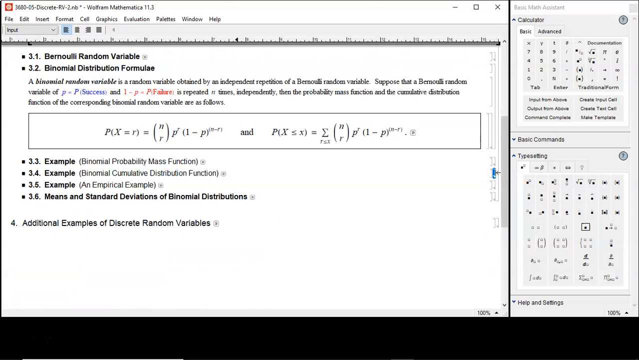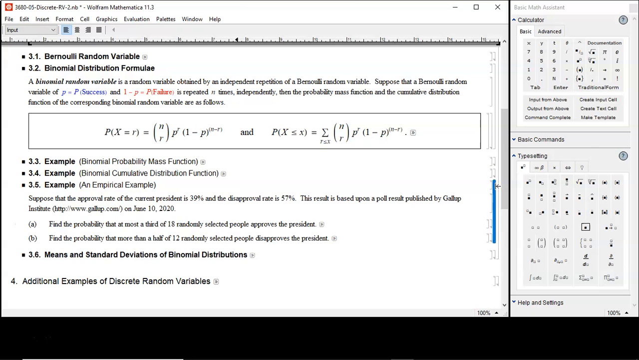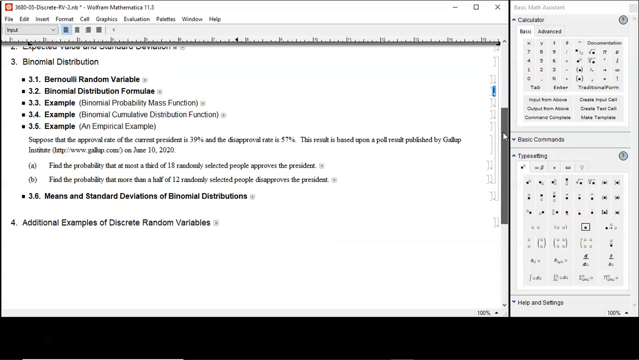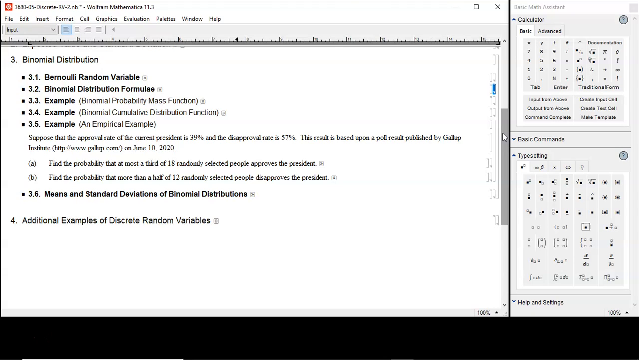Now, let's consider some empirical example. Suppose that the approval rate of a current president is 39% and the disapproval rate is 57%. The result is based upon a poll published by the Gallup Institute on June 10, 2020. So this is coming from a real example, so it's really empirical. Now, suppose that you select 18 adults at random from the population, and what is the probability that at most a third of the 18 selected people approve of the president?